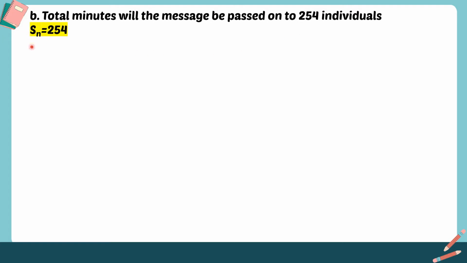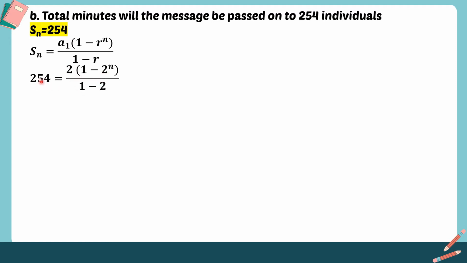So, since S sub n ang given natin, ang gagamitin nating formula is yung S sub n ng ating finite geometric series. So, substitute lang tayo ng a sub 1 which is equal to 2, tapos yung common ratio natin na 2, and then ang ating S sub n na 254. So, simplify muna natin yung 1 minus 2 that is equal to negative 1. And then next, multiply both sides by negative 1. So, matatanggal na yung negative dito. Nagiging positive na. And then, yung ating 254 magiging negative.